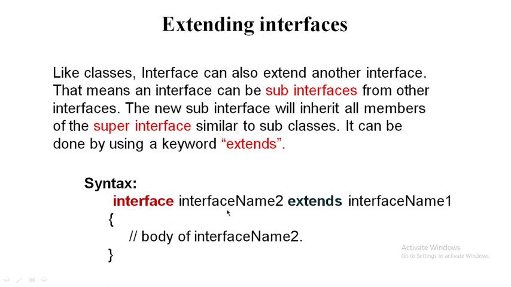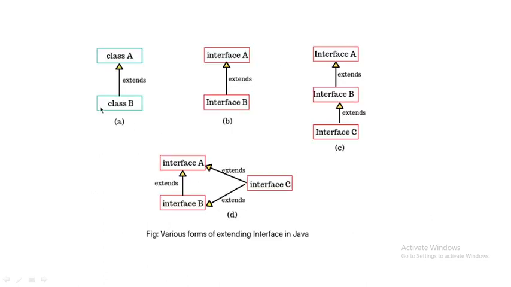So, interface name extends interface. This is what we have done. Here, these are simple examples: class B extends class A. This is the inheritance that you have given here.